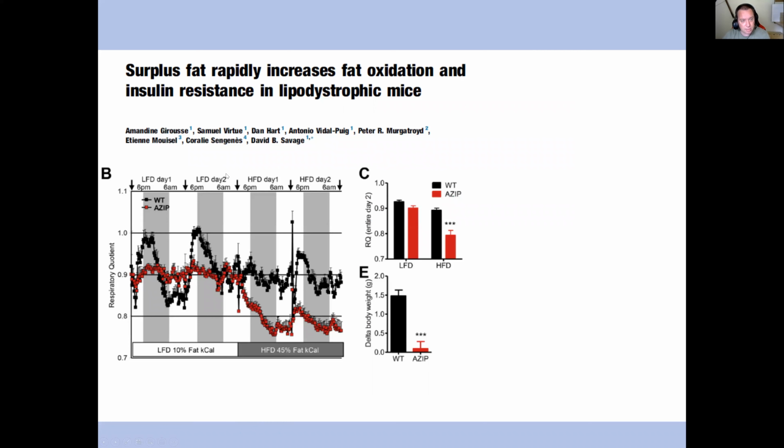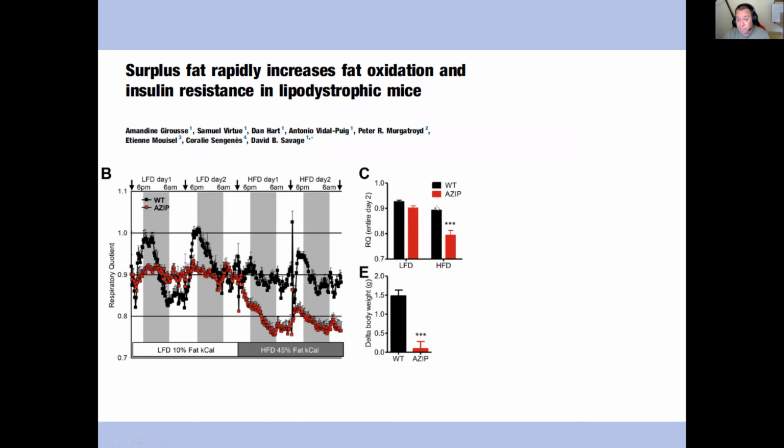The first 2 days, the mice are on a low-fat diet. The second 2 days, they're going to be on a high-fat diet. And in black, you can see the nice wild-type mice doing a nice circadian rhythm in terms of their respiratory exchange ratio, whereas the AZIP mice are running along nice and flat. Now, when we switch to the high-fat diet, which has a food quotient of about 0.78 instead of about 0.9, the wild-type mice just carry on with the same average RER.